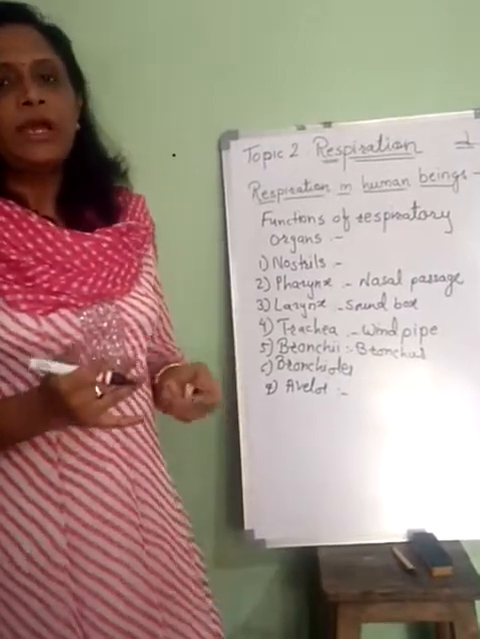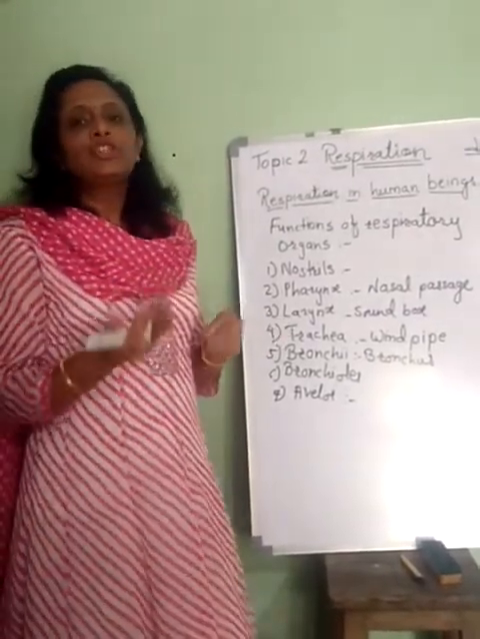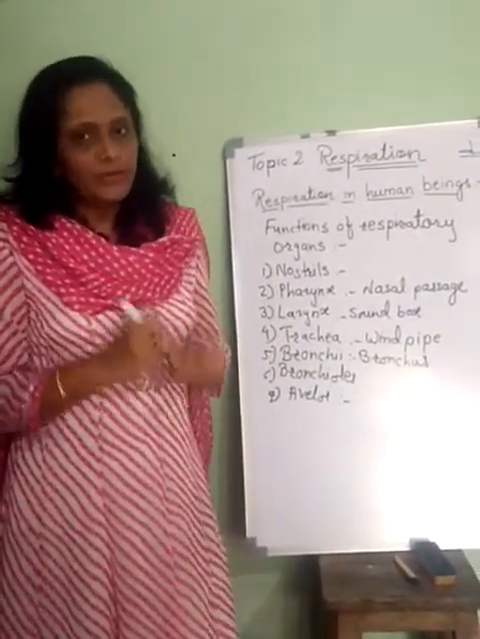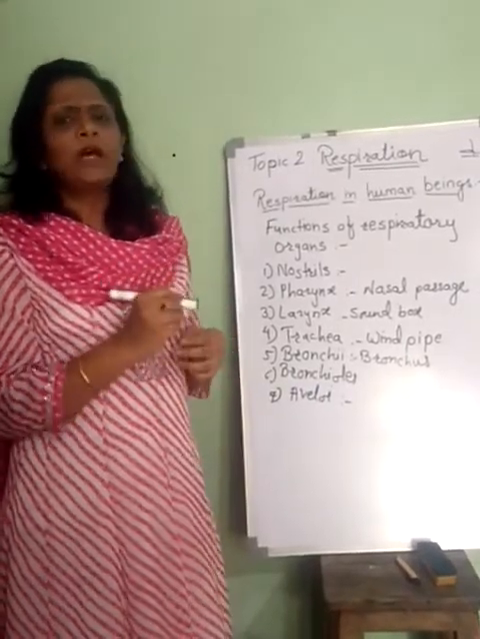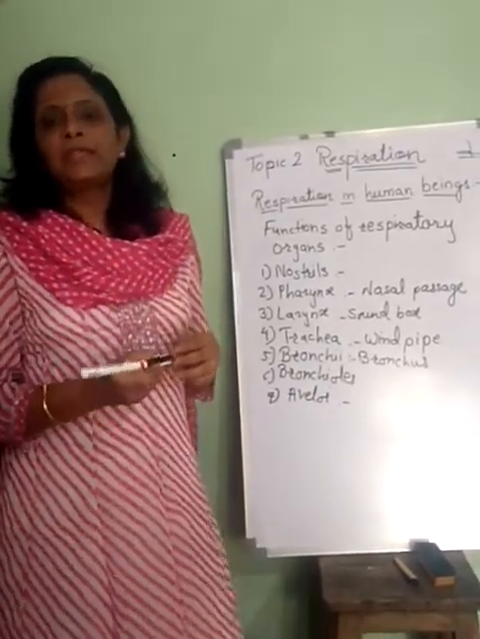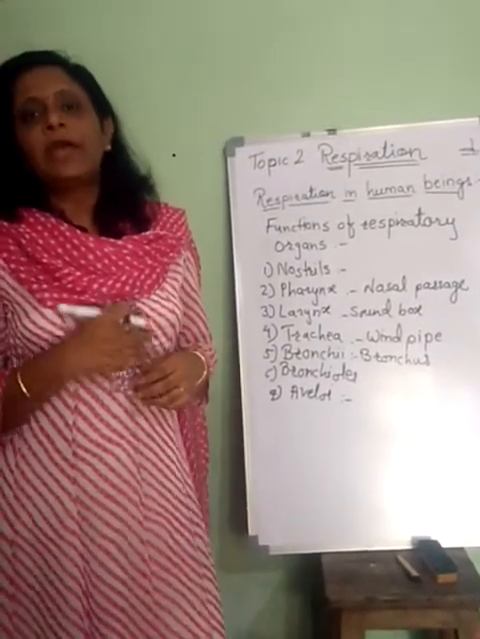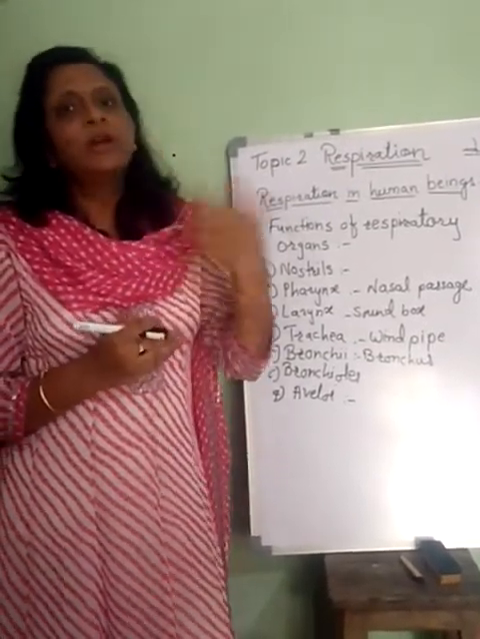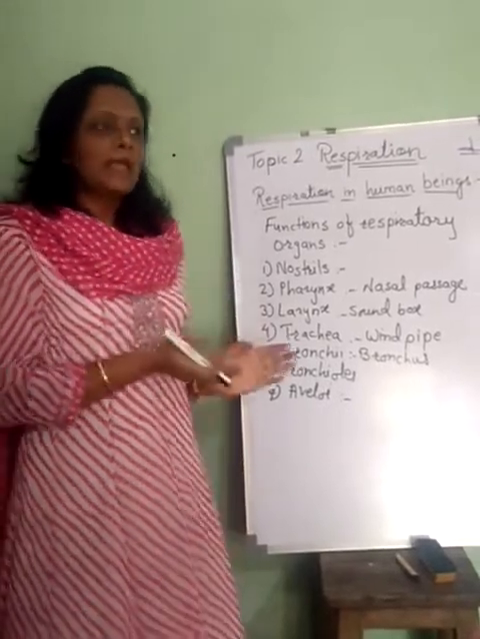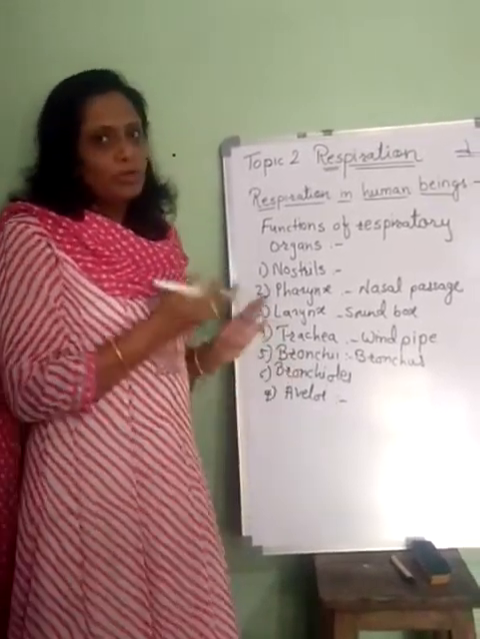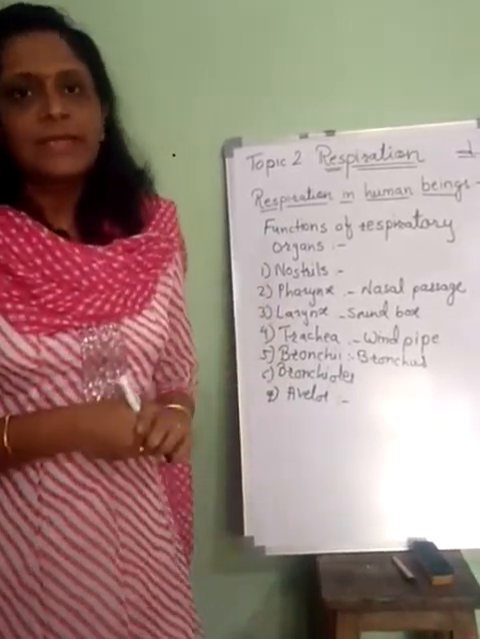Such many alveoli are present in each lung of the human being. So this is how the alveoli increase the surface area for absorption of carbon dioxide and giving of oxygen. So these alveoli play a very important role in the human respiratory system.